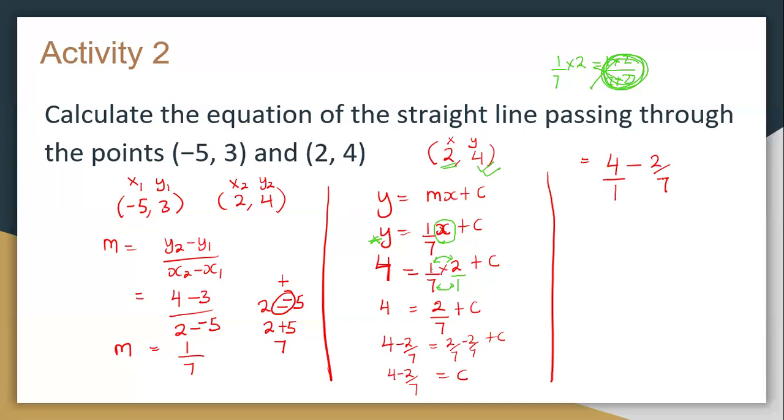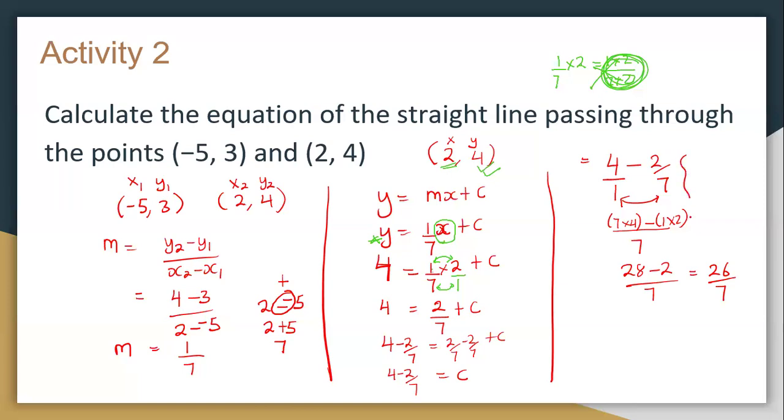So what you can do is get the LCM. The LCM of 7 and 1 is 7. Then you say 7 by 1 is 7, times 4. Then you have 7 times 4 minus 7 by 7 is 1, then 1 times 2. When you multiply 7 times 4, you end up with 28 minus the 2 out of 7. And when you say 28 minus 2, you end up with 26 out of 7. Looking at 26 out of 7, you cannot reduce it any further.